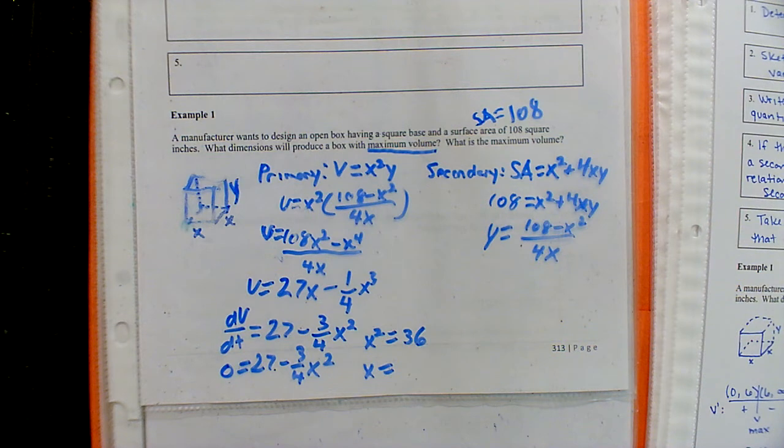Anybody find critical points yet? Who has an answer? What should my x values be? Go ahead. Okay, when you solve, you get positive and negative 6.